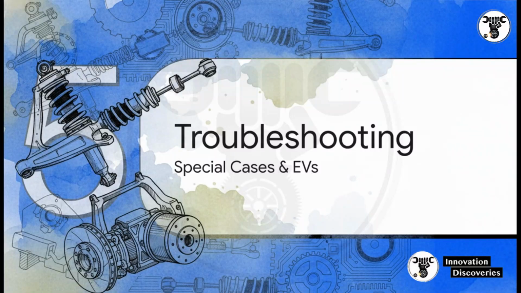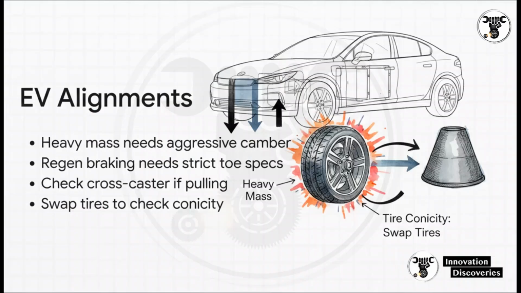All right, we've made it to Section 5, Special Troubleshooting and EVs. Let's tackle those incredibly tricky diagnostic scenarios that usually leave workshop technicians scratching their heads. Electric vehicles are literally changing the game. Think about it. Their massive battery weight demands much more aggressive negative camber specifications. Plus, regenerative braking applies these incredibly powerful drag forces right through the driven wheels. That means your toe specs have absolutely zero margin for error, otherwise the car gets super unstable during deceleration.